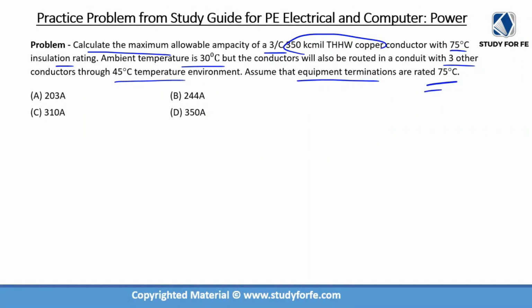So in this problem, we have been given a lot of details to work with. In fact, we've actually been provided a cable size. What we need to find is the maximum allowable ampacity for this cable, and we are given its insulation rating as 75 degrees C, which is the same as the equipment termination rating, which is good. The ambient temperature is also provided as 30 degrees C, and we are told that this conductor will be routed in conduit with three other conductors. So think about the bundling or the grouping factor, and this cable also passes through a 45 degree C temperature environment. So now you have to start thinking about the temperature correction factor.